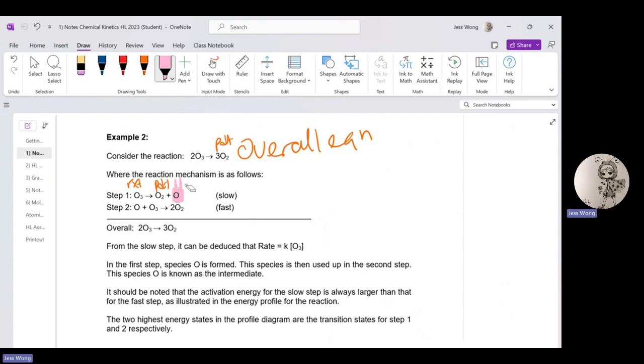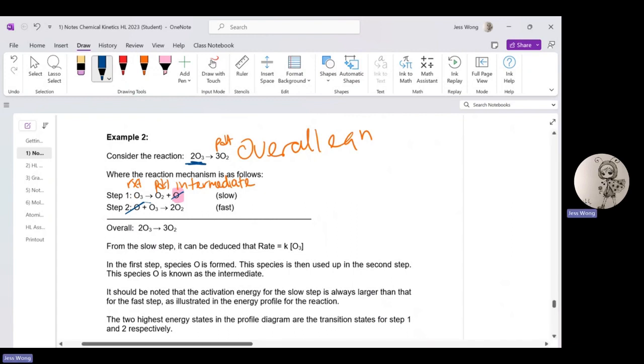It was produced in the reaction and it has to be consumed. So in the next step, I will use up the intermediate. If you look at the number of reactants, I should have 2 ozone, but I only used 1. So I bring in 1 more ozone and let them react to form 2 oxygen molecules. When I sum up these 2 steps, I get the overall equation because the intermediate cancels out, and I have 2 ozone giving 3 O2.